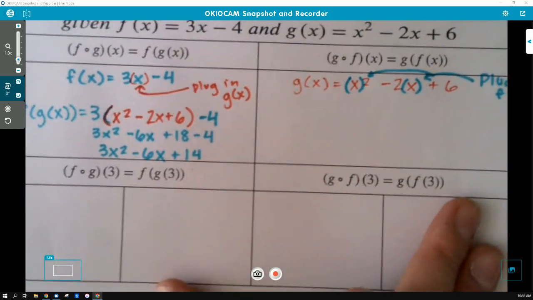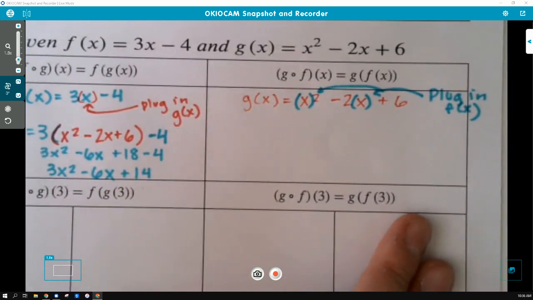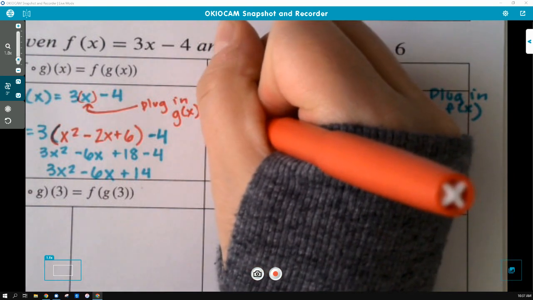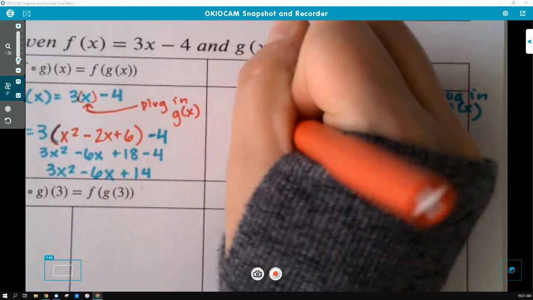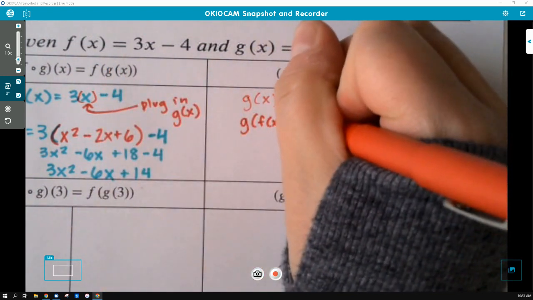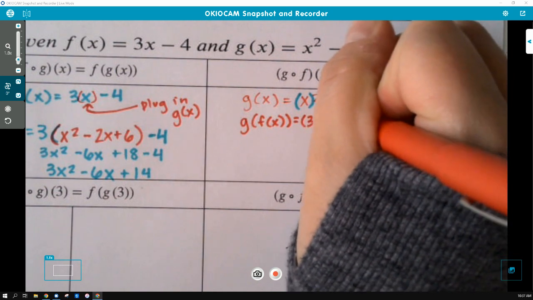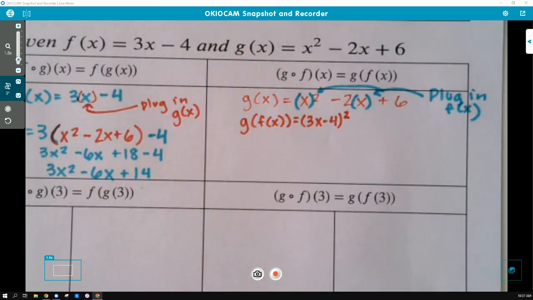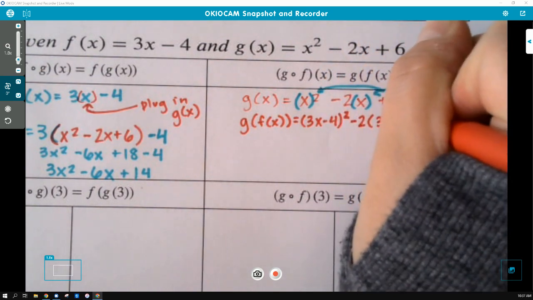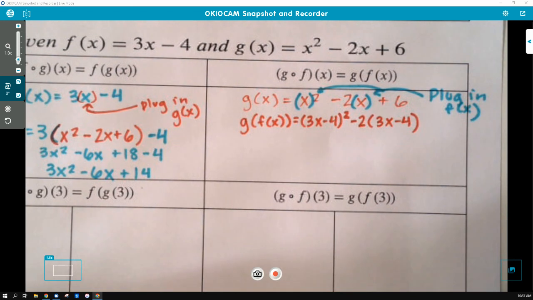Oh, sorry, I'm off the screen. Plug in f of x. There we go. Okay, so we'll plug in f of x there. So it'll be g of x equals, or g of f of x, sorry, equals, we're plugging in f of x, so it'll be 3x minus 4, in parentheses, squared, minus 2 times 3x minus 4, plus 6.